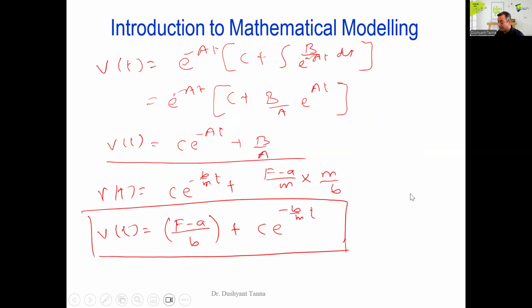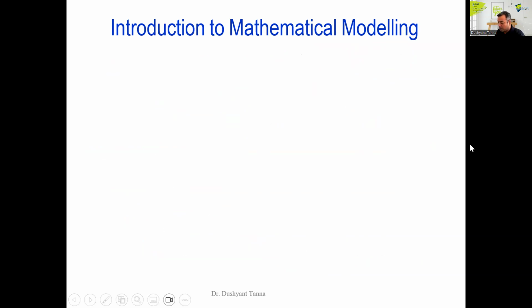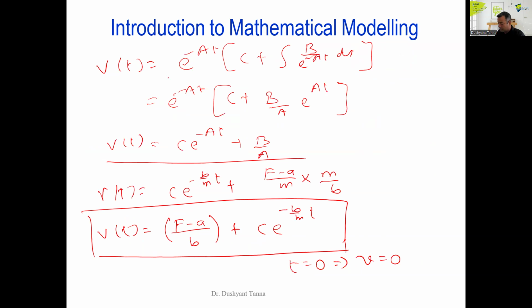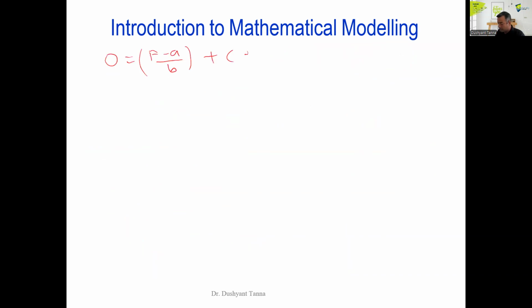Okay, so we replace the initial value: when t is 0, v is 0, right? So 0 equals (F minus A) over B, or over m, yes, B, plus C e raised to 0. This will give you C is equal to minus (F minus A) over B. So our v of t is free of the integration constants.